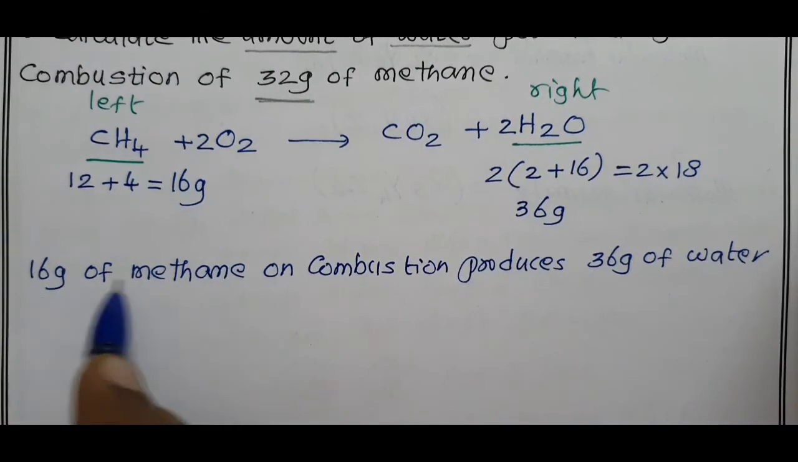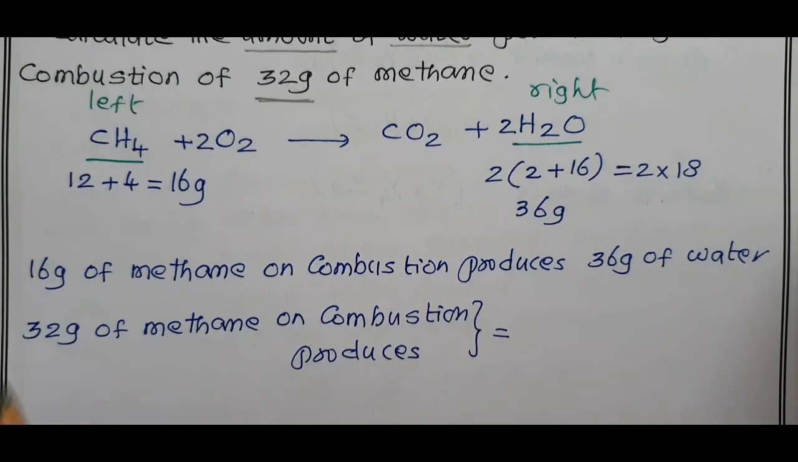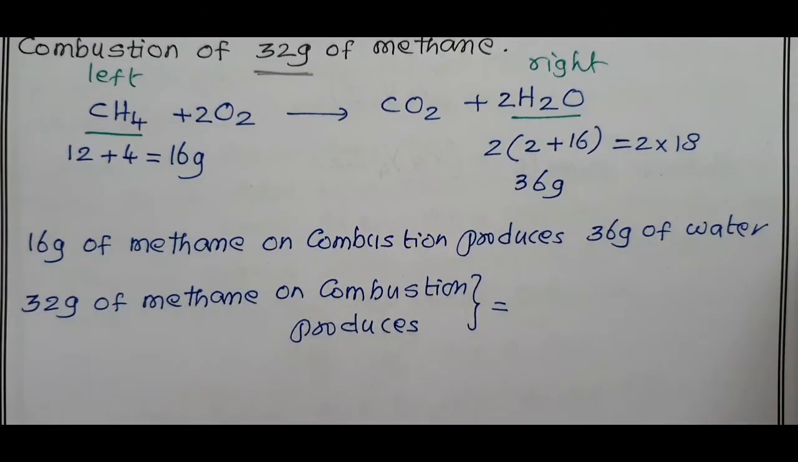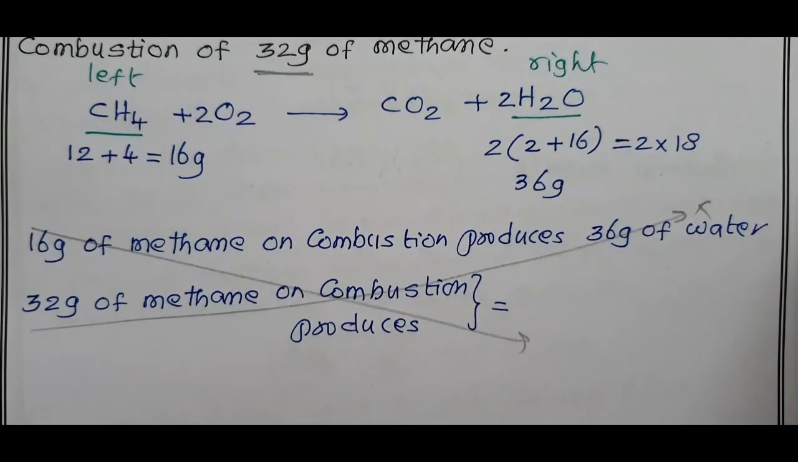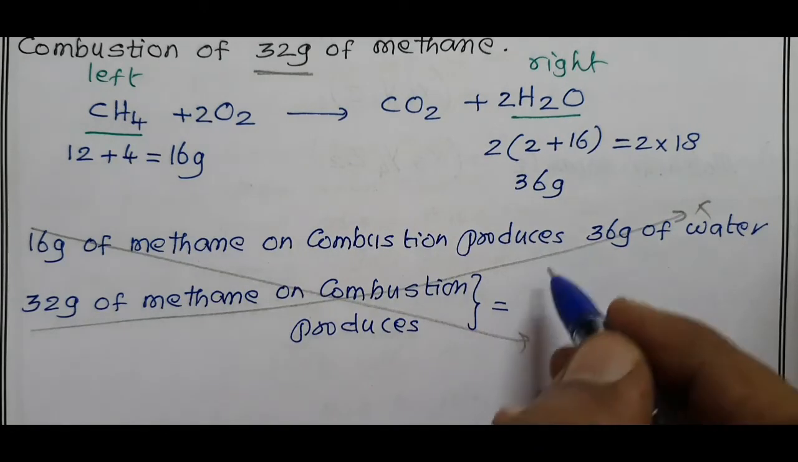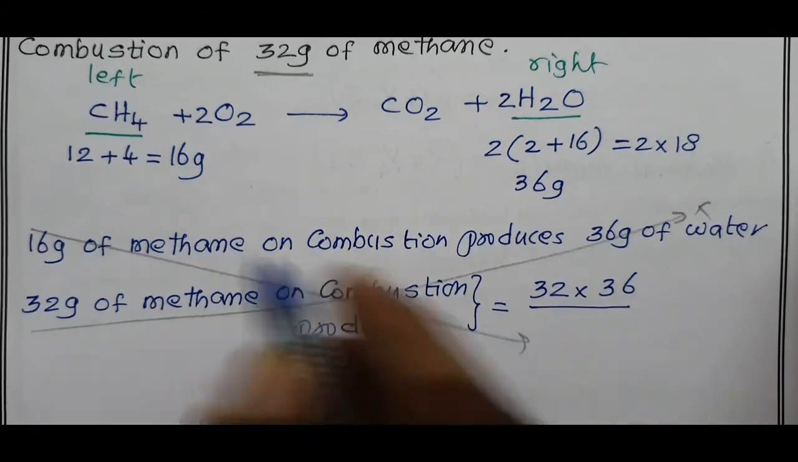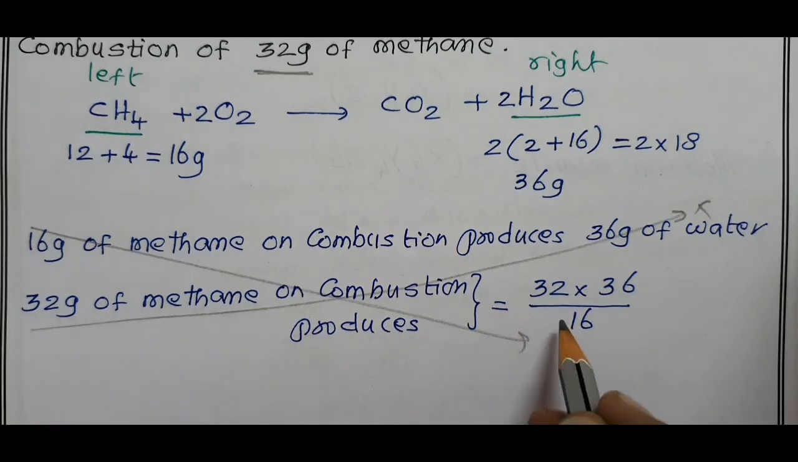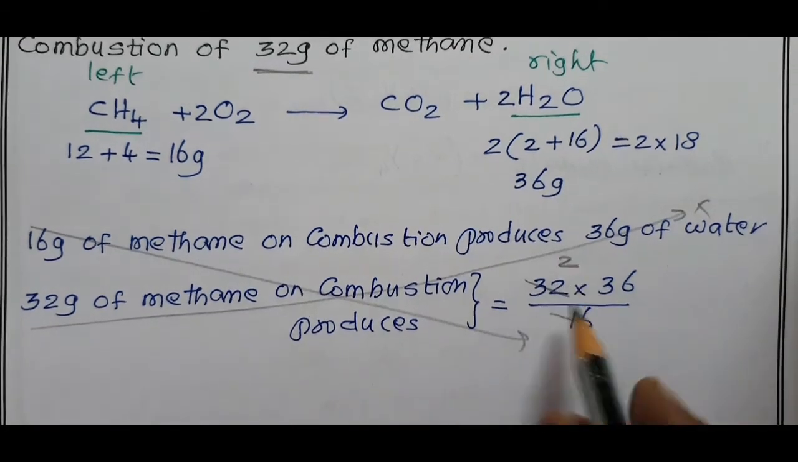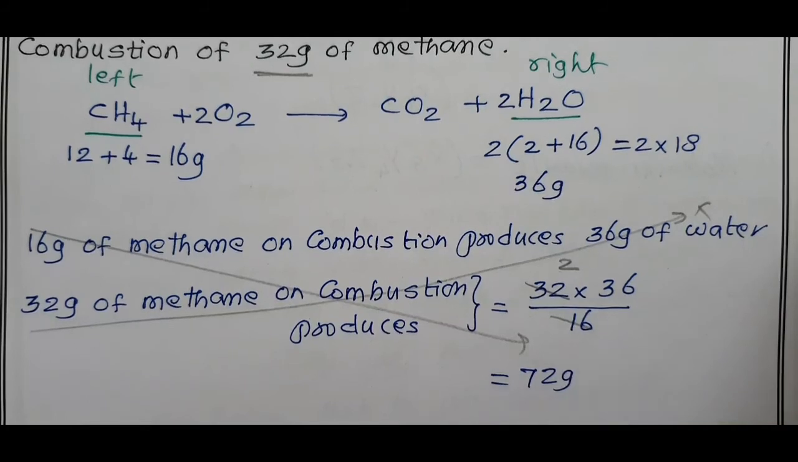Now, 32 gram of methane produces how many gram of water? 32 gram of methane on combustion produces, cross multiplication, divided by 16. When you multiply 32 into 36 divided by 16, easy cancellation. 1 into 16 is 16, 2 16s are 32. When you multiply these two, 36 into 2 equal to 72 gram of water.